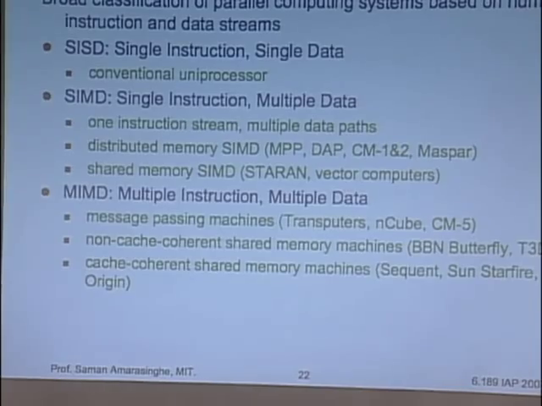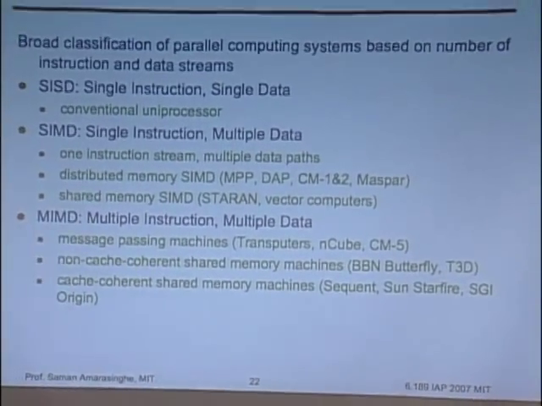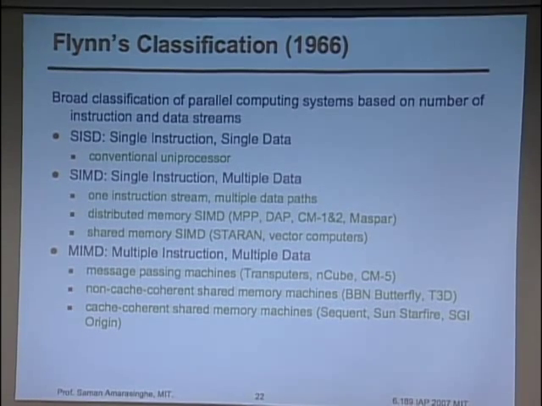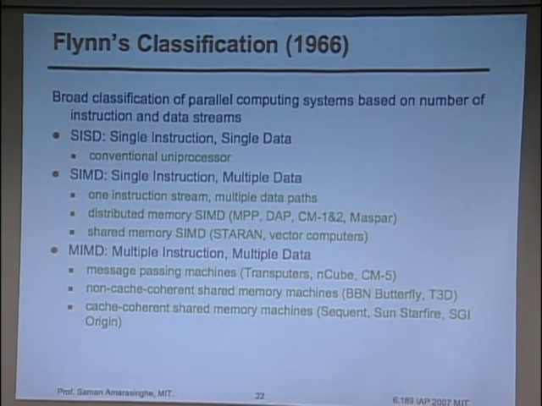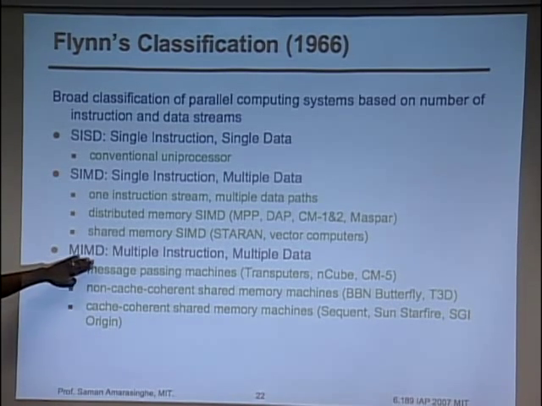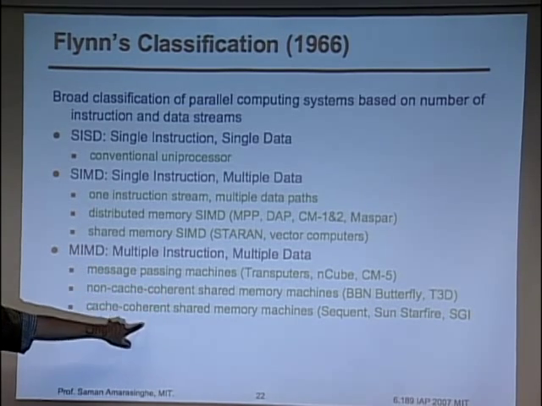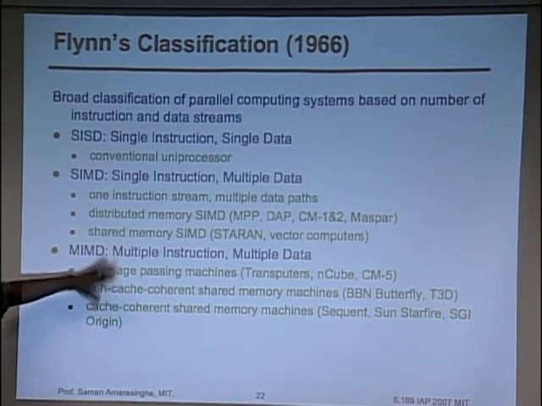Then you go to MIMD, which is multiple instruction, multiple data. We have multiple instruction streams, each affecting its own data. So you have data streams and instruction streams separately. Things like message passing machines, coherent and non-coherent shared memory. I'll go into details on coherence and non-coherence later. So there are multiple categories within that too.